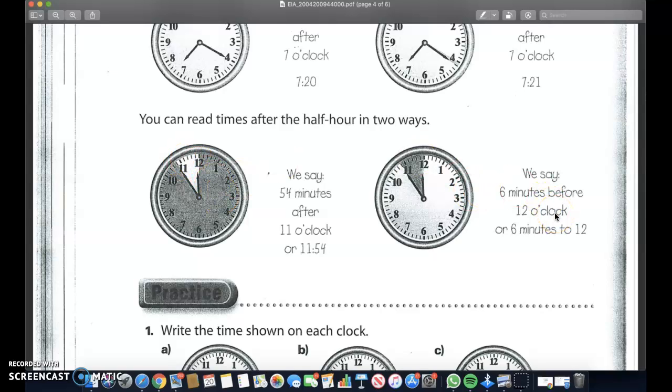We say 6 minutes before 12 o'clock, or 6 minutes to 12 in this example. We still see that it's at the same spot as in the previous example, but because it's 11:54, we know that it's 6 minutes until 12 o'clock. So both of these are the same time. We can say that it's 11:54, or we can say that it's 54 minutes after 11 o'clock because 54 minutes have passed. Or we can say that it's 6 minutes to 12, or 6 minutes before 12 o'clock.